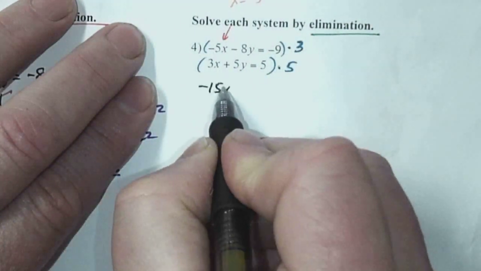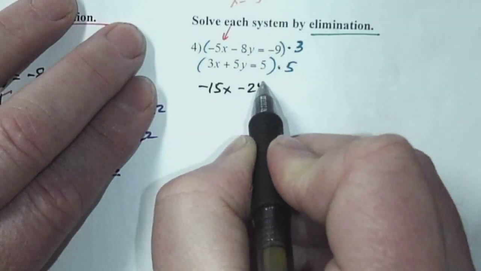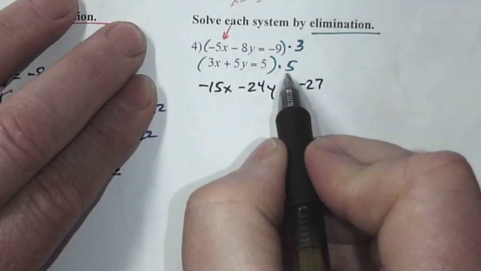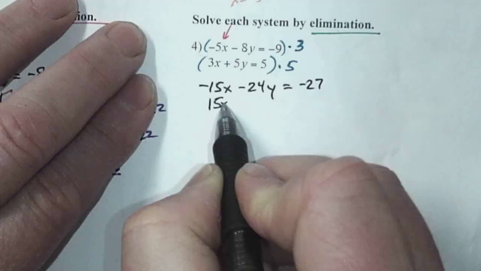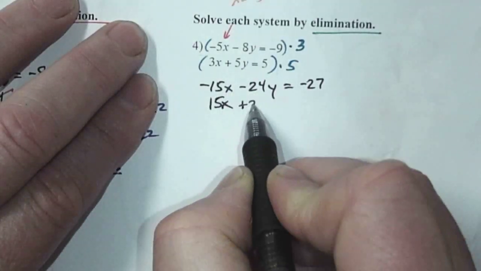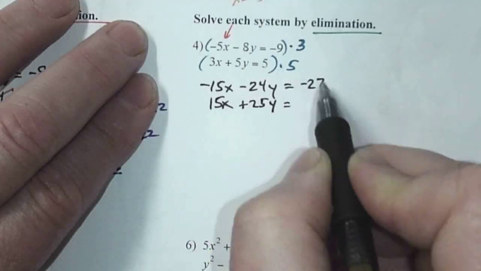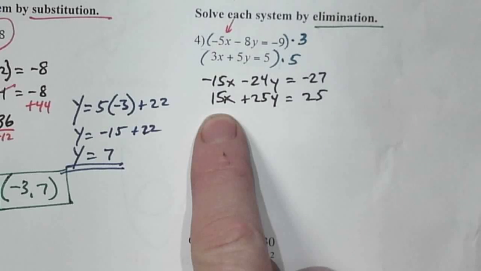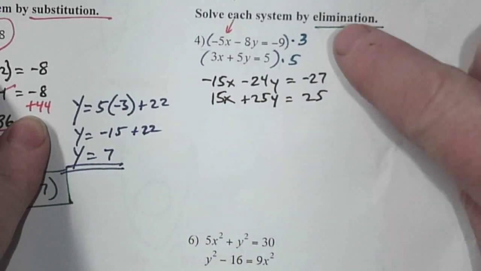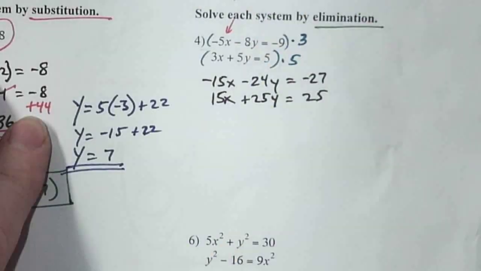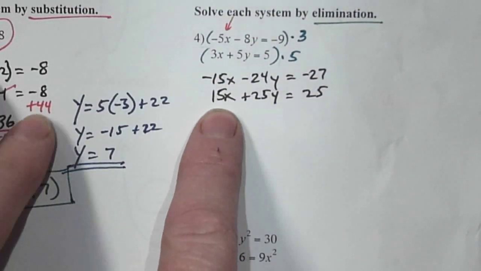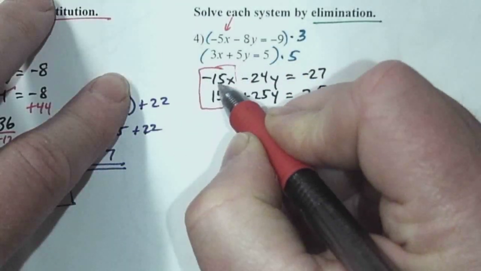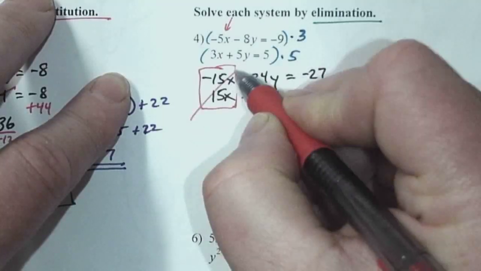Distribute 3 times -5, -15x, times -8, -24y, times -9, -27. Distribute the other, 5 times 3, positive 15x, 5 times 5, positive 25y, and 5 times 5, 25. And you can see right here, I got what I wanted by multiplying. Now sometimes you only have to multiply one equation to get it to happen. Sometimes it starts off this way. But I wanted one variable set where the numbers are the same but inverses, positive, negative.